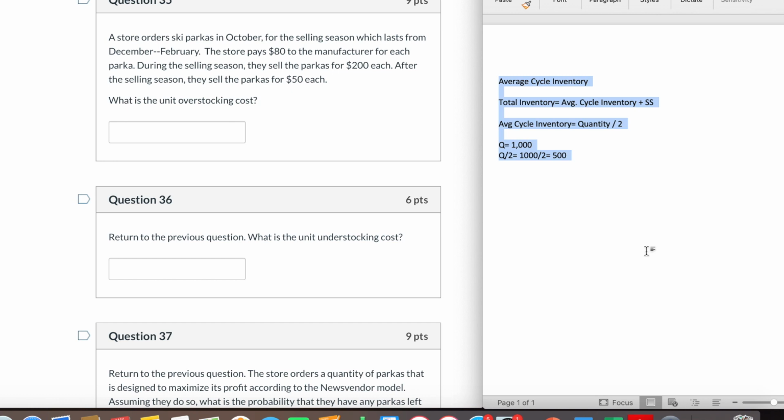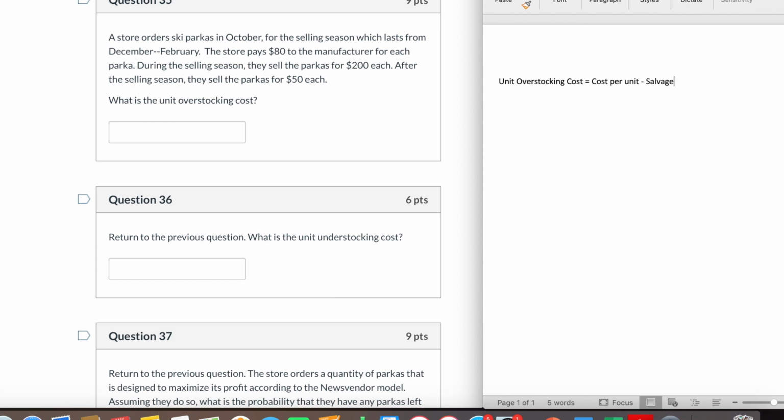So first of all, unit overstocking cost is the goal. To find that, the formula for overstocking is the cost per unit minus the salvage value. Remember, overstocking is, oh shoot, we ordered too much and now we can't sell all of our product. We still have product that is unsold. So the cost per unit that we bought it for is $80, minus however much we can sell it back to, which is the buyback contract, is $30. So if we overstock, we lose $30 per unit.